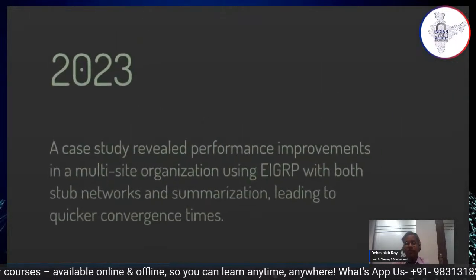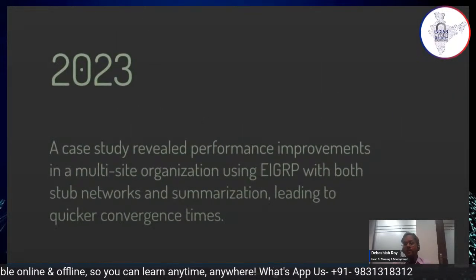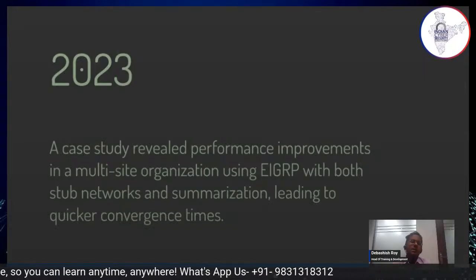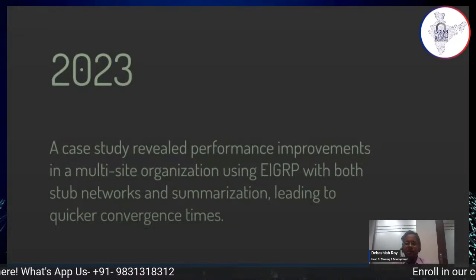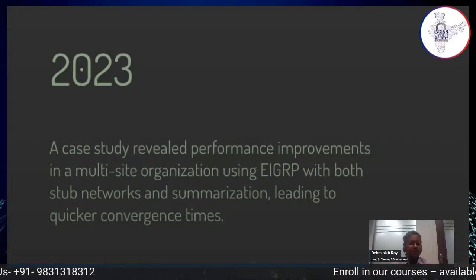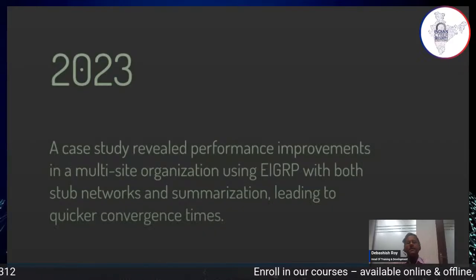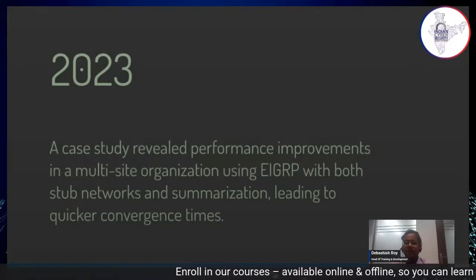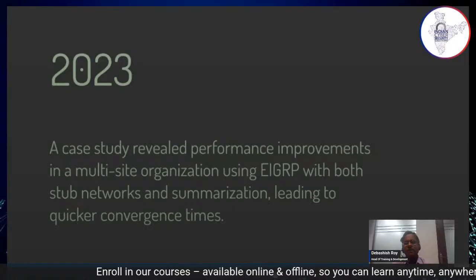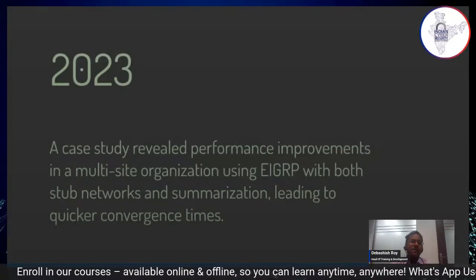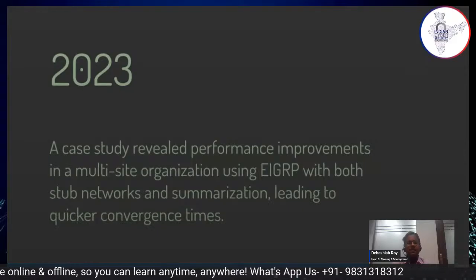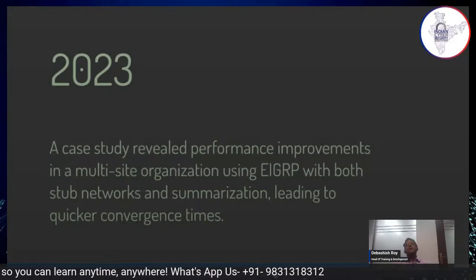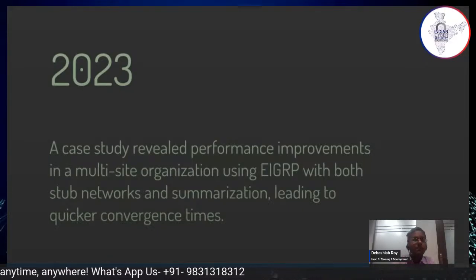And in 2023, a case study revealed performance improvements in a multi-site organization using EIGRP with both stub networks and summarization, leading to quicker convergence times. So you can see that these are the applications of EIGRP stub and EIGRP summarization in the production environment. And that is about the theory part that I've told you about the EIGRP stub and summary.